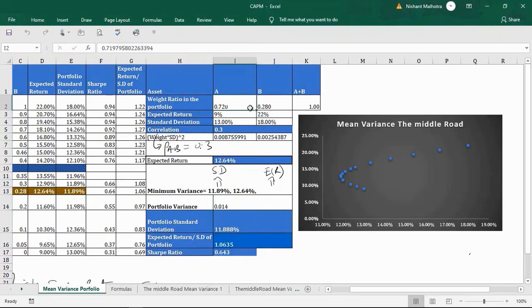See, the weightage has changed. Basically the weightage is 0.7197, but I have rounded it off to the second digit, 0.72. So it means 72% of the portfolio would be in asset A and 28% in asset B. With this, you are able to get the figure.